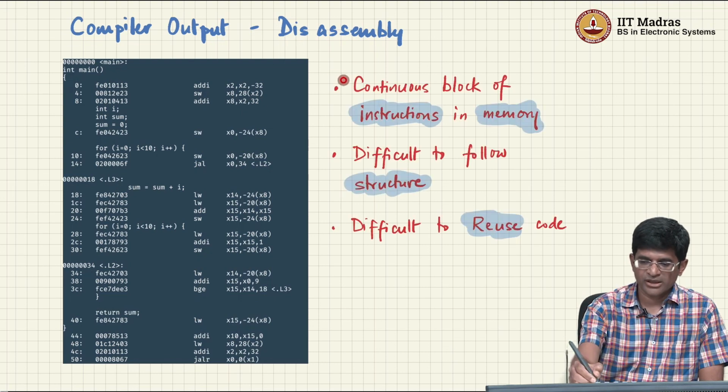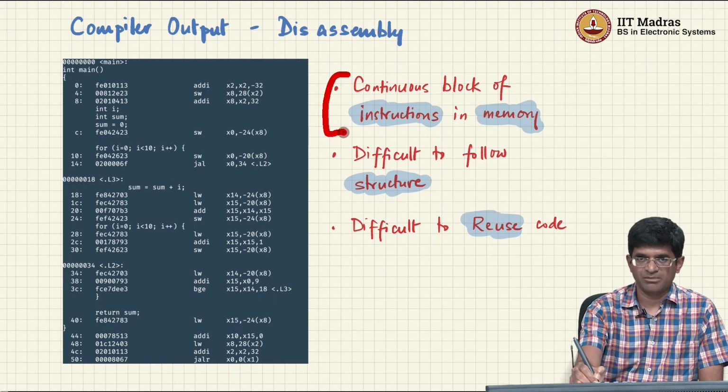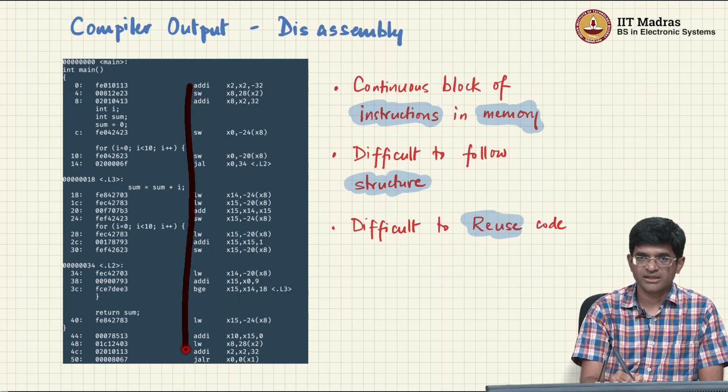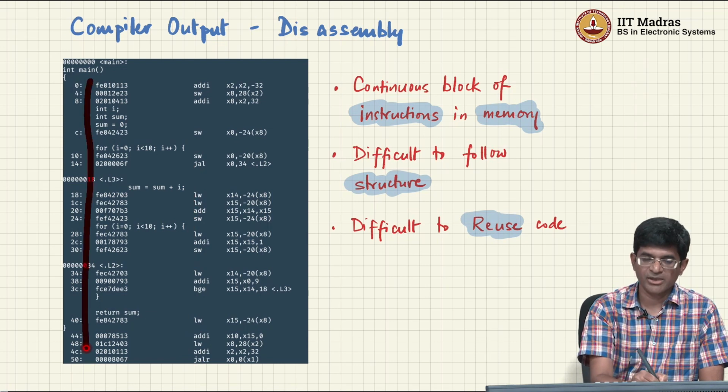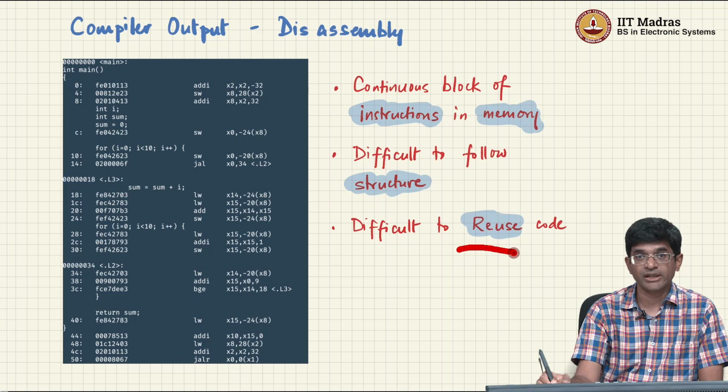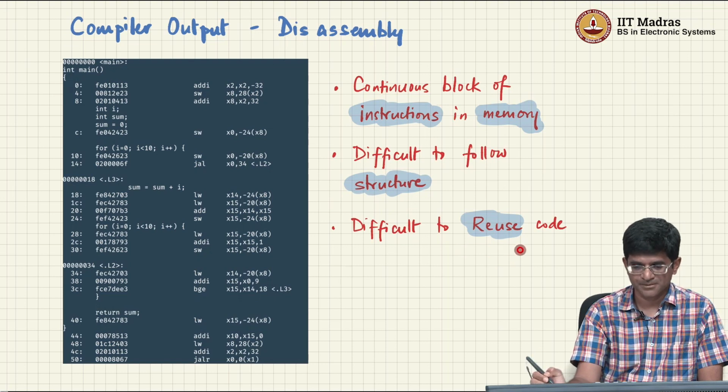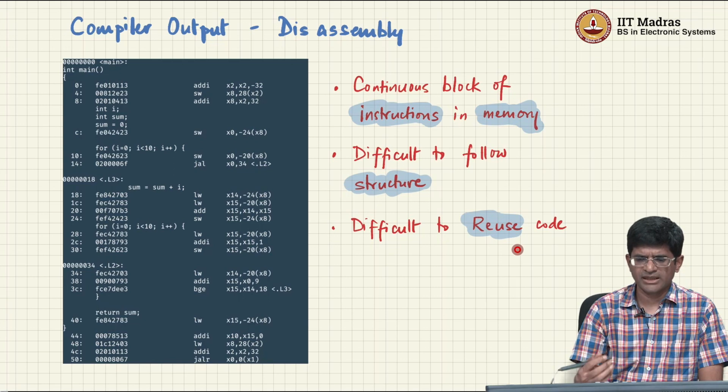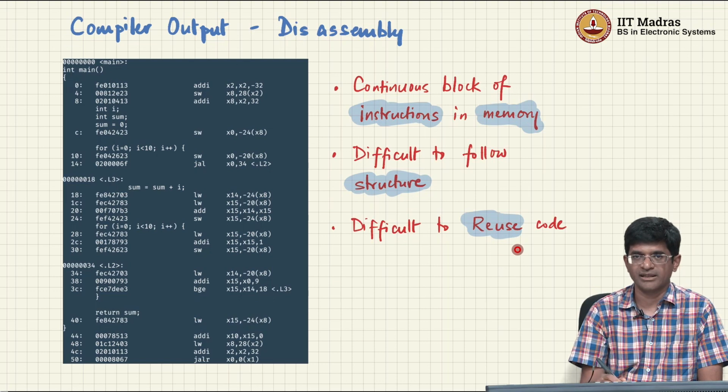In particular, you can see over here that you have a continuous block of instructions in memory. It is really difficult to follow any kind of structure over here, and if you were just given a bunch of assembly language instructions, or even worse, just the machine code, it would be nearly impossible to reuse any of that. You wouldn't know where to look for what kind of functionality you expect in different parts, right. So clearly this disassembled output is not really meant for humans to spend much time on, whereas it is what the computer actually works with. The opcodes are what finally tell the processor what to do.